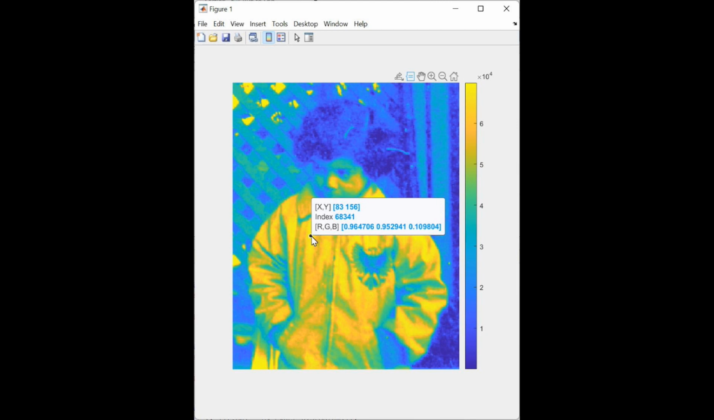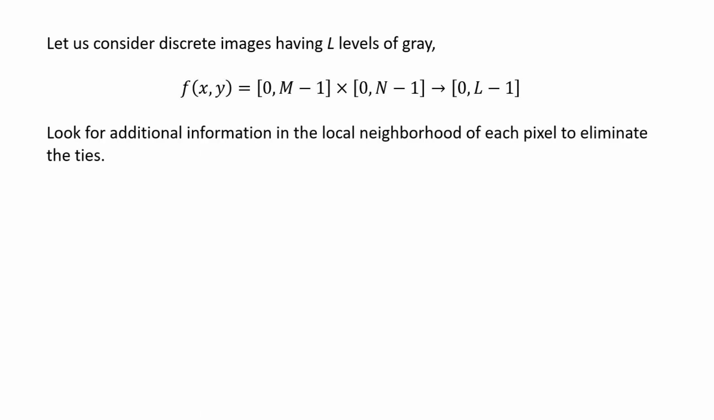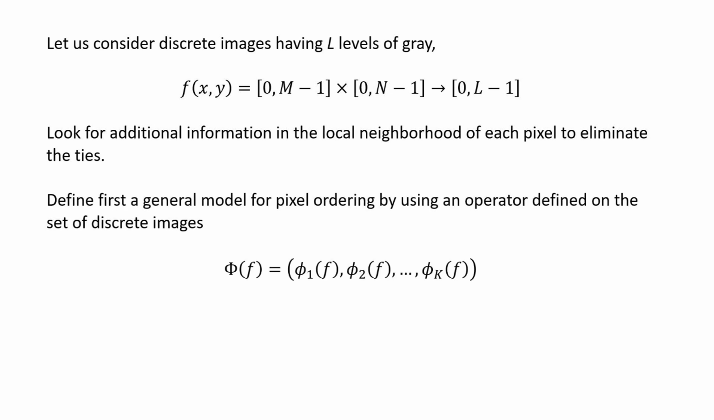Exact histogram equalization can be achieved if we order all those pixels 1 to mn in such a way as to consider not only their gray level values but their proximity. Let us consider discrete images having L gray levels. We look for additional information in the local neighborhood of each pixel to eliminate the ties. Define first a general model for pixel ordering by using an operator defined on the set of discrete images. In order to induce such an ordering, the pixel neighborhood is taken into account.